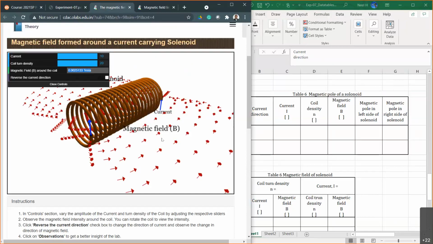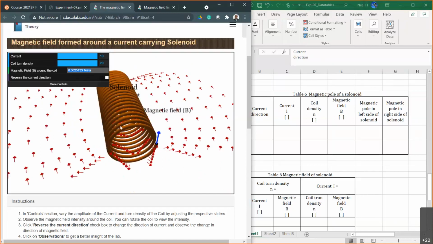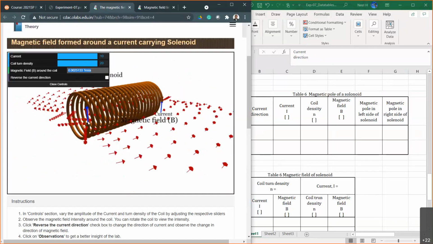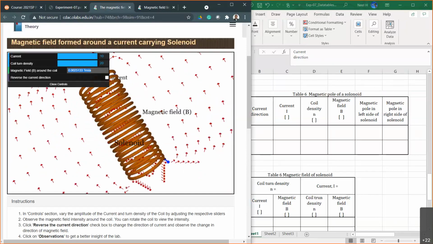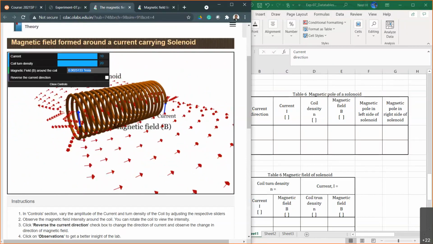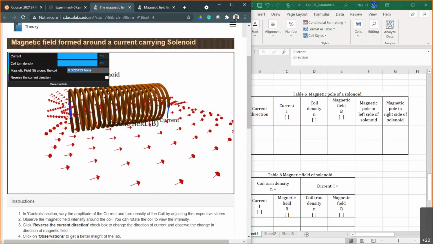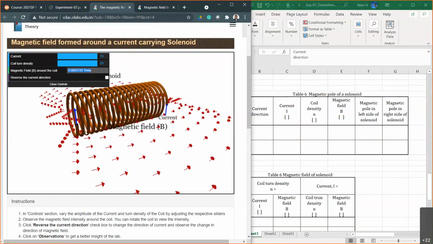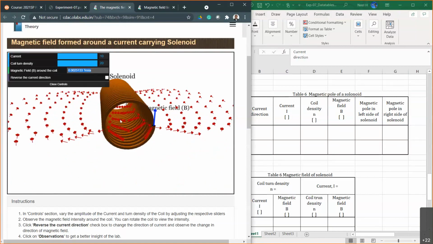Okay, now you can see there's an outside field and an inside field, because the magnetic field should be a loop. But the outside field is actually very, very weak, because the inside magnetic field lines are very close to each other, and then the field density is much higher inside.